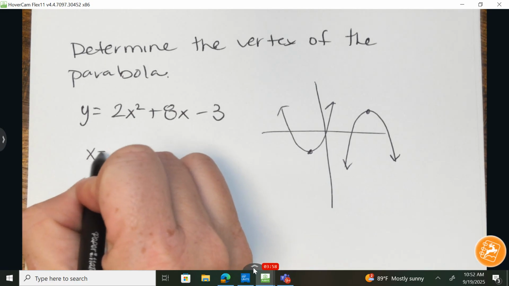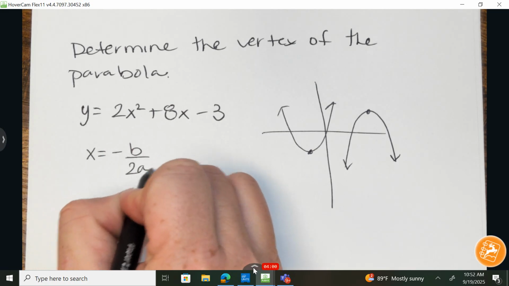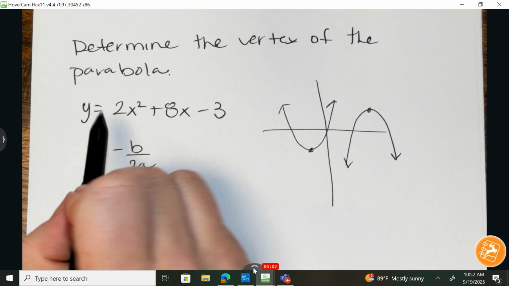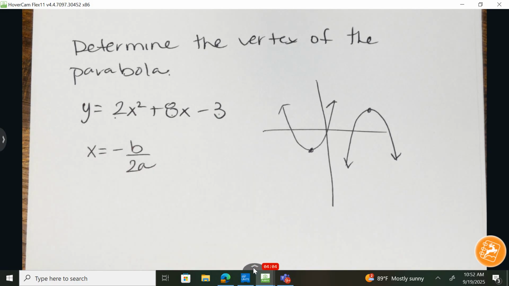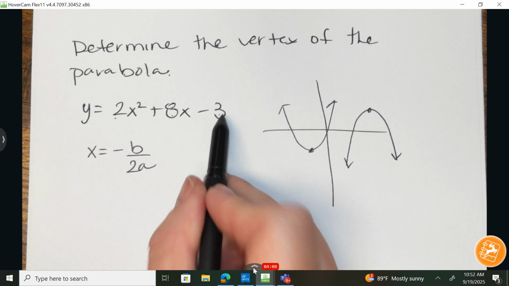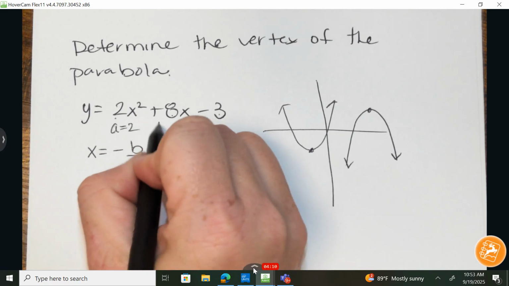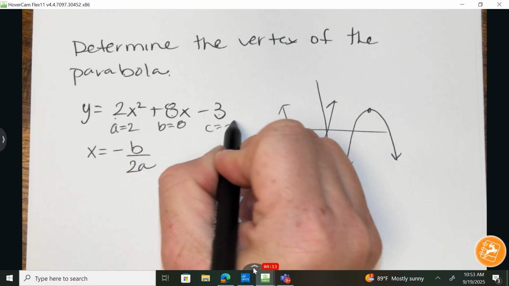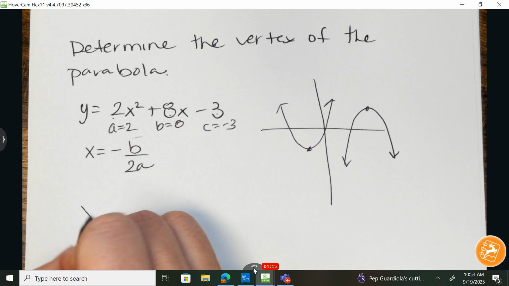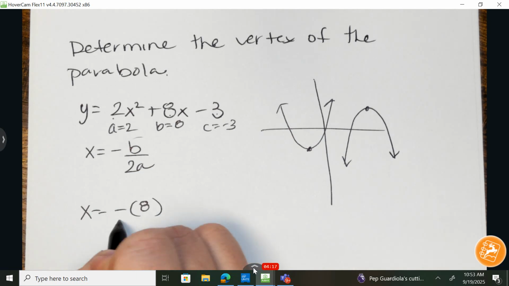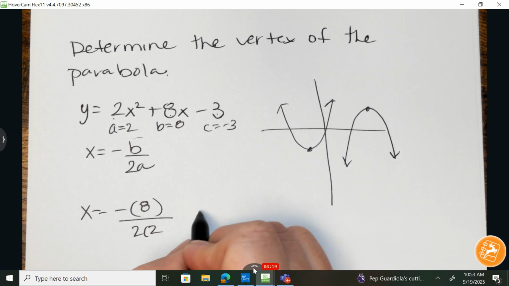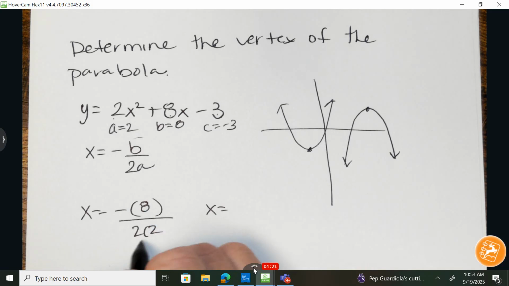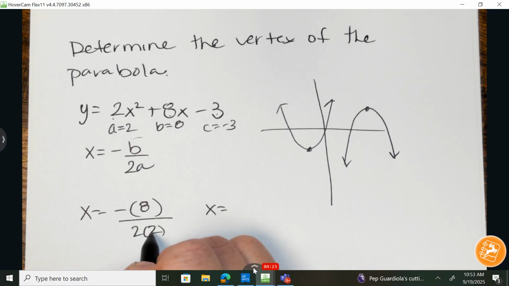Well, the x-coordinate of the vertex is found using this formula that you have to memorize. This is your a, b, and c in standard form. So if I asked you to determine the vertex without a calculator, here a is 2, b is 8, and c is -3. And we can see this formula doesn't even contain a c. So my b is 8, my a is 2, and now the x-coordinate of the vertex would be -8 over 4.